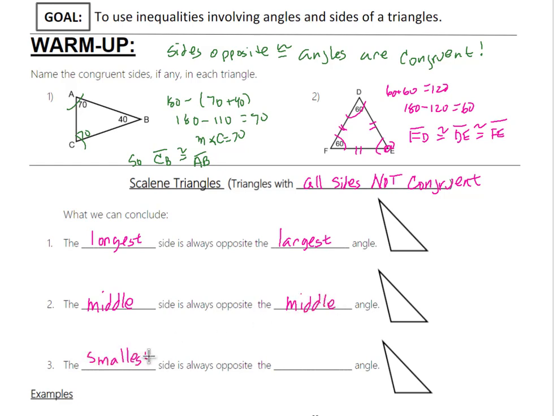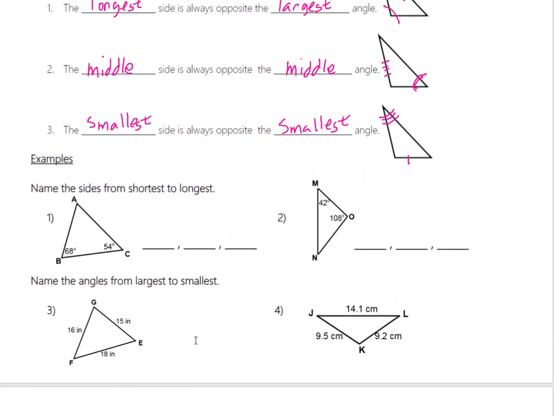So we'll label these diagrams to match these. So biggest angle, opposite side's biggest, middle size angle, opposite side's the middle length, and the smallest angle there at the top, and the side opposite that is going to be the smallest side of the triangle. So let's look at a couple of examples.